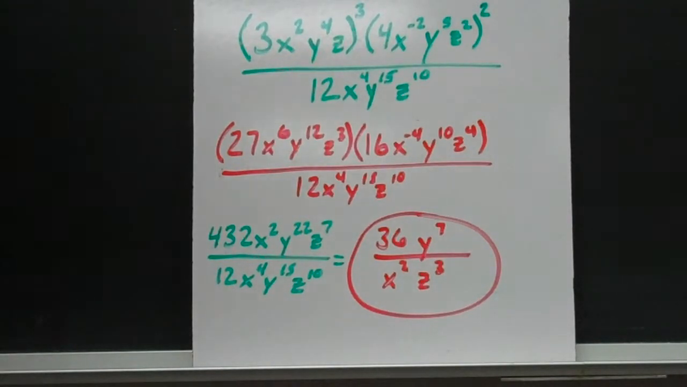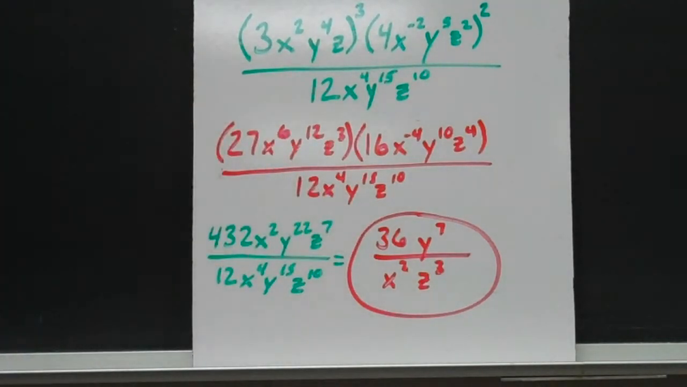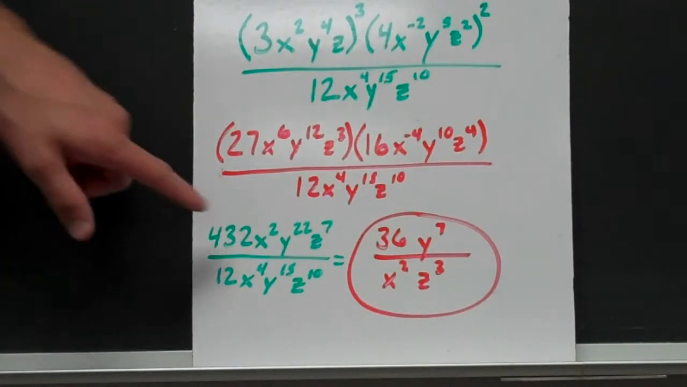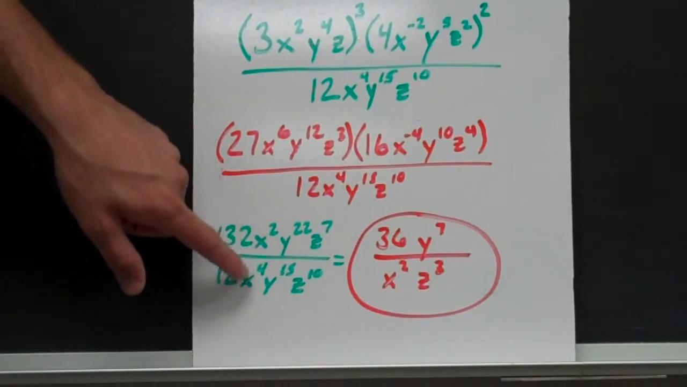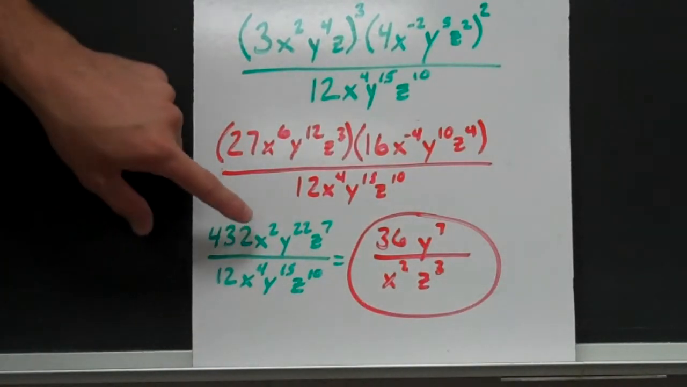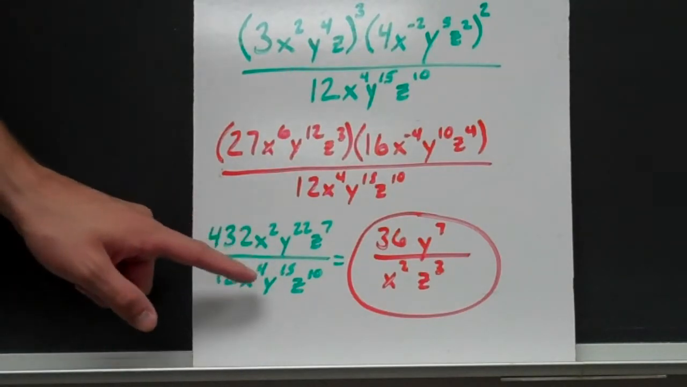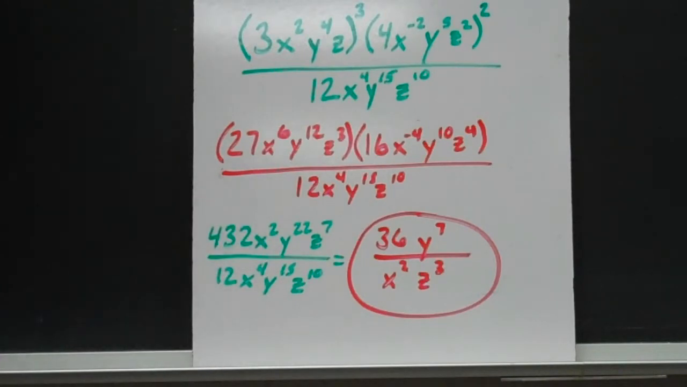Now we can divide. 432 divided by 12 is 36. When we divide, we said we subtract our exponents. So 2 minus 4 would be negative 2. But we don't want negative exponents. So what we want to think about is, where do we have more x's? We have 2 of them on top, 4 of them on the bottom. We have more of them on the bottom. So we want to keep our x's on the bottom. So instead of taking 2 minus 4, we'll take 4 minus 2, which is 2, and leave them on the bottom, x squared.